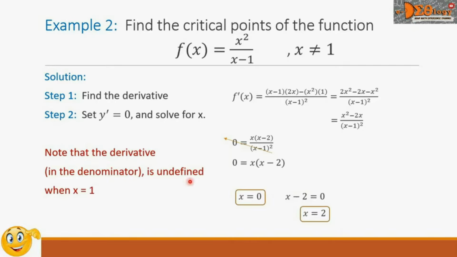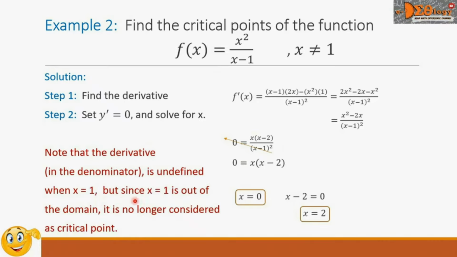We take note that in our derivative, we can see that the derivative is undefined when x is equal to 1. But since x equals 1 is out of the domain, as you can see from the very beginning of the problem, it is no longer considered a critical point. So on this problem, we have only 2 critical points, and those are x equals 0 and x equals 2. These are the final answers.